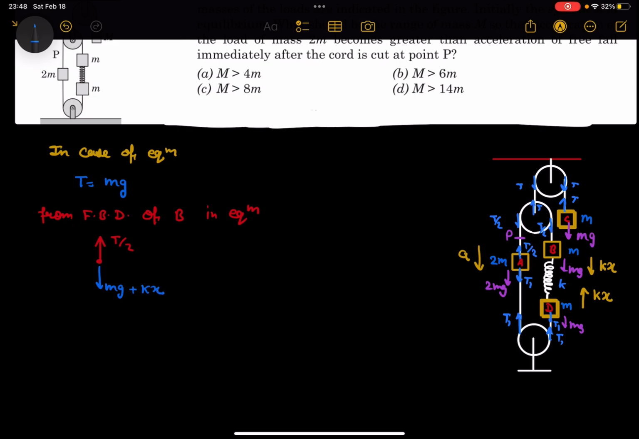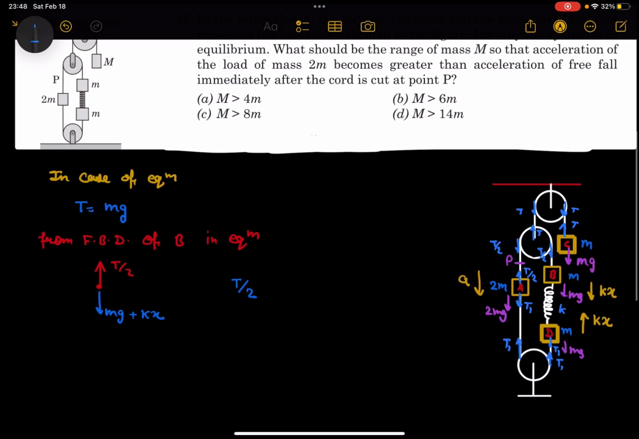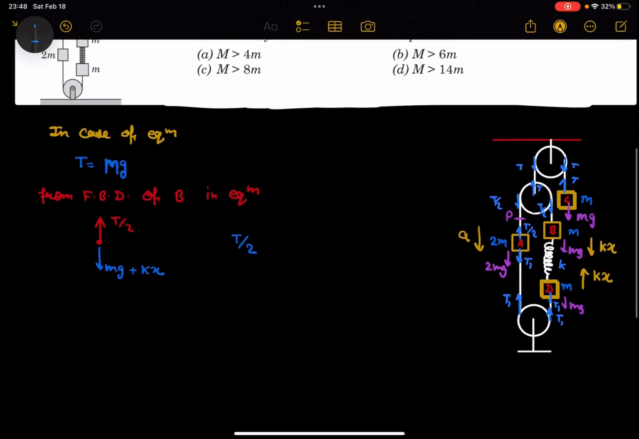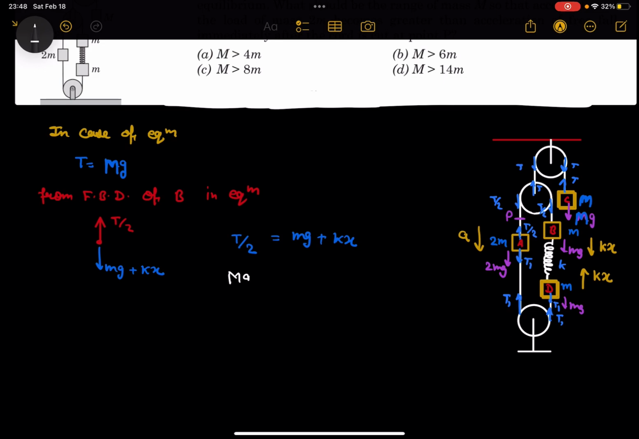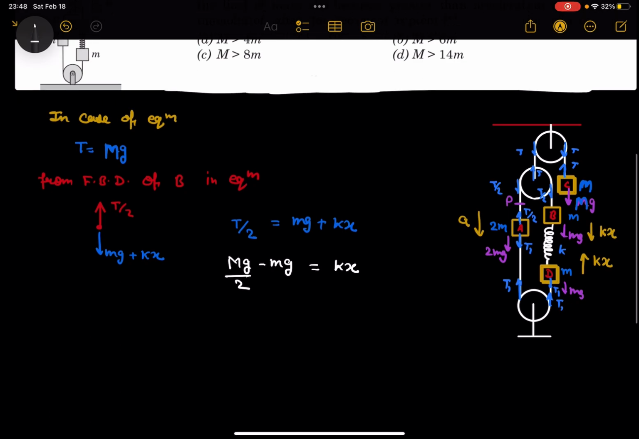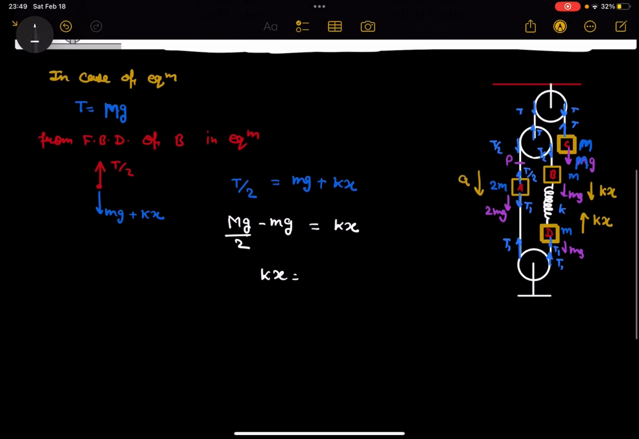So I can write here it is T by 2. This is the capital M. So remember, this is the capital M. Here it is capital M. So T by 2 is equal to mg plus kx. So I can write that T is equal to capital Mg minus small mg by 2, which is equal to kx. So finally, I want to tell you this kx is equal to capital M minus 2m by 2 into g. So I know the tension, I know the kx.